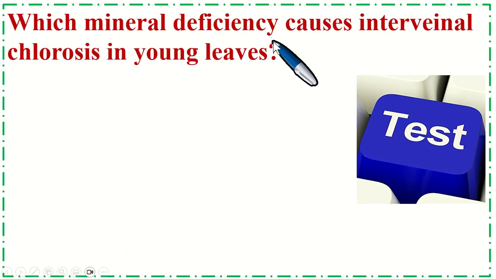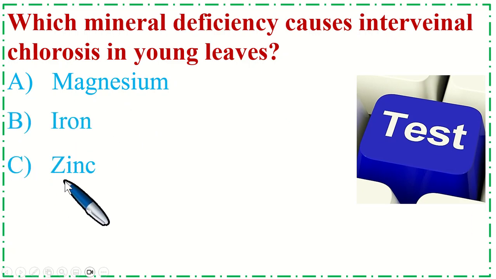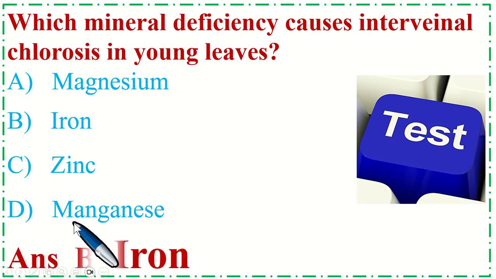Which mineral deficiency causes interveinal chlorosis in young leaves? Option A, magnesium, B, iron, C, zinc, D, manganese. So the correct option is B, iron.